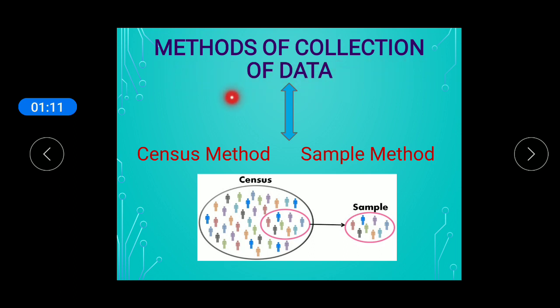Methods of collection of data. Yes, students, there are two methods to collect the information, the census method and the sample method. According to the census method, the investigator collects the information from all the units of the population. But according to the sample method, he takes a small group from the population and this group is called a sample. And the investigator collects the information from this sample.